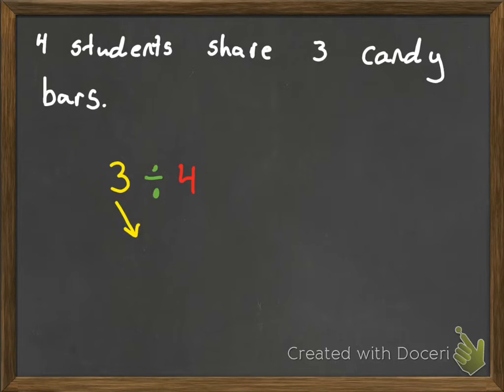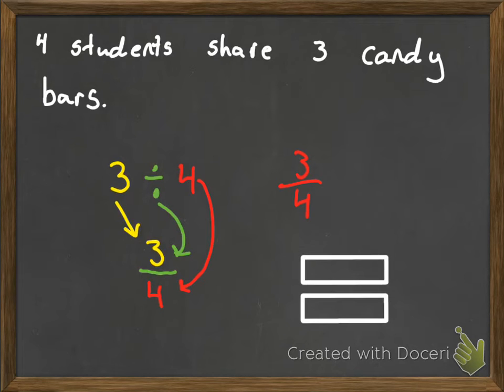So we're going to rewrite this as 3 over 4. The first number is your numerator, the second number is your denominator, and the division symbol is your fraction bar. So without doing any math, you already know that 3 candy bars for 4 students, or 3 divided by 4, ends up being 3/4.